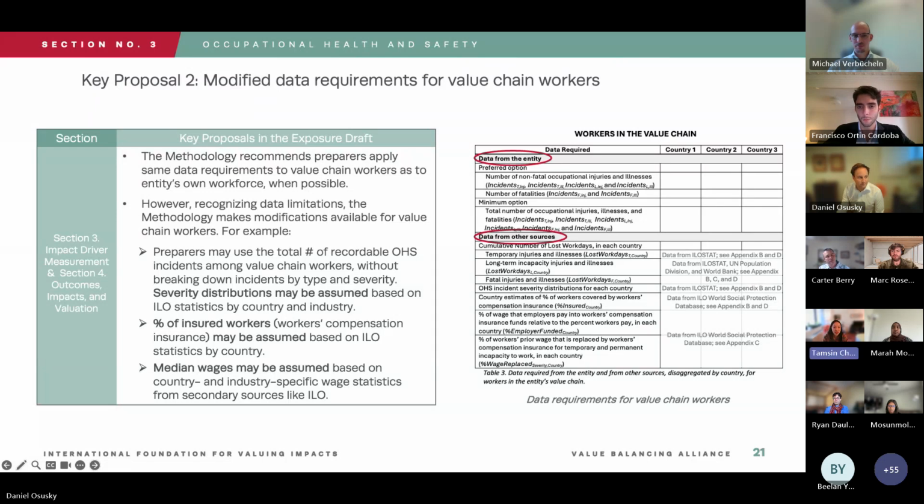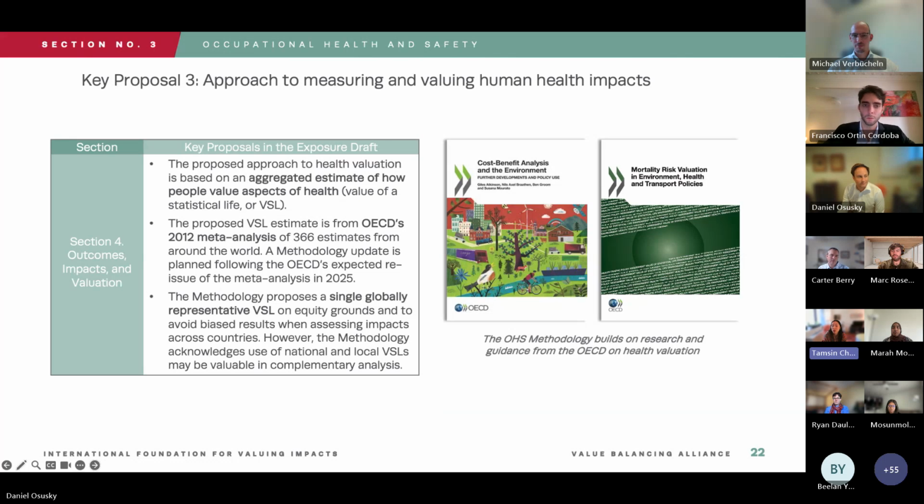Okay, next slide. Our third key proposal is our approach to measuring and valuing human health impacts. Human health impacts are often the number one impact for an OHS impact pathway and was very important to be included for faithful representation here. The proposed approach is based on an aggregated estimate of how people value health.